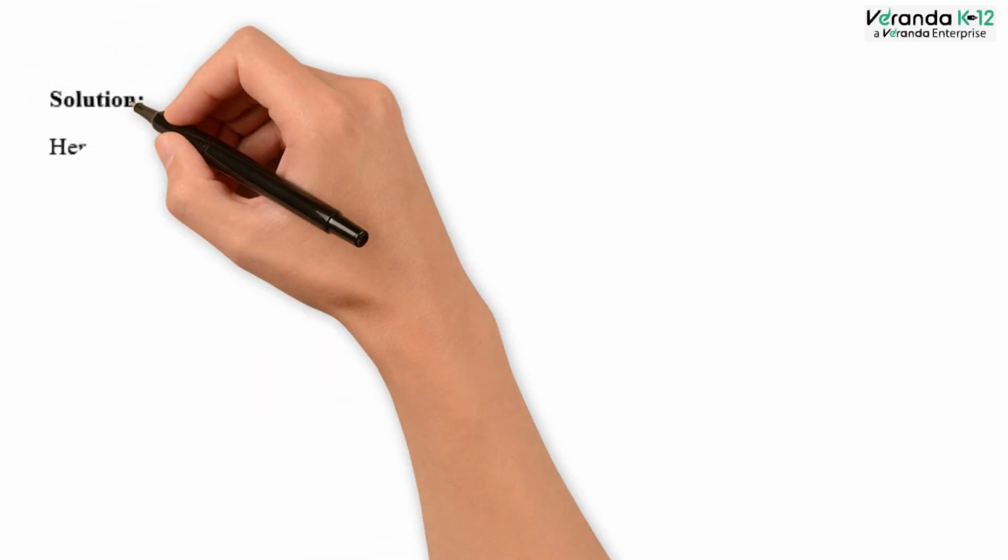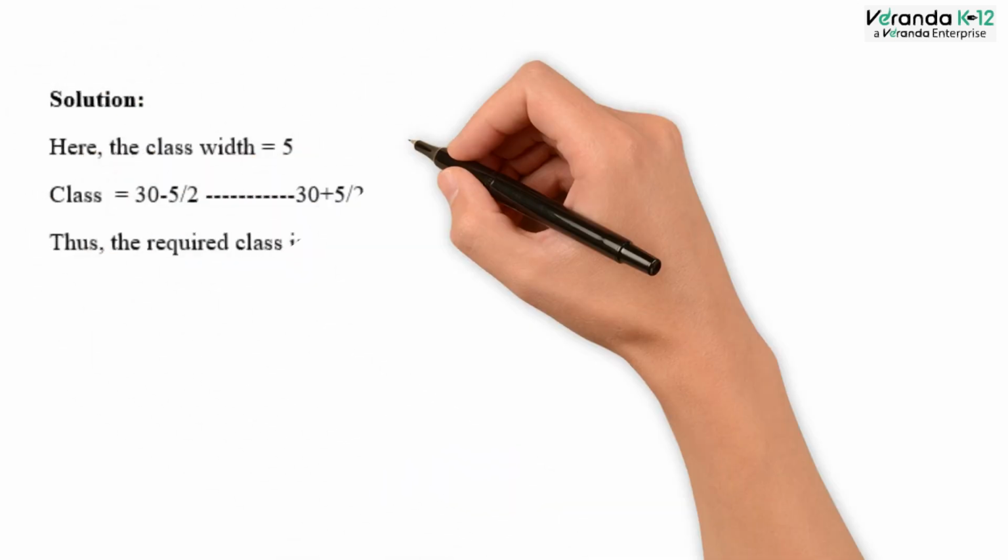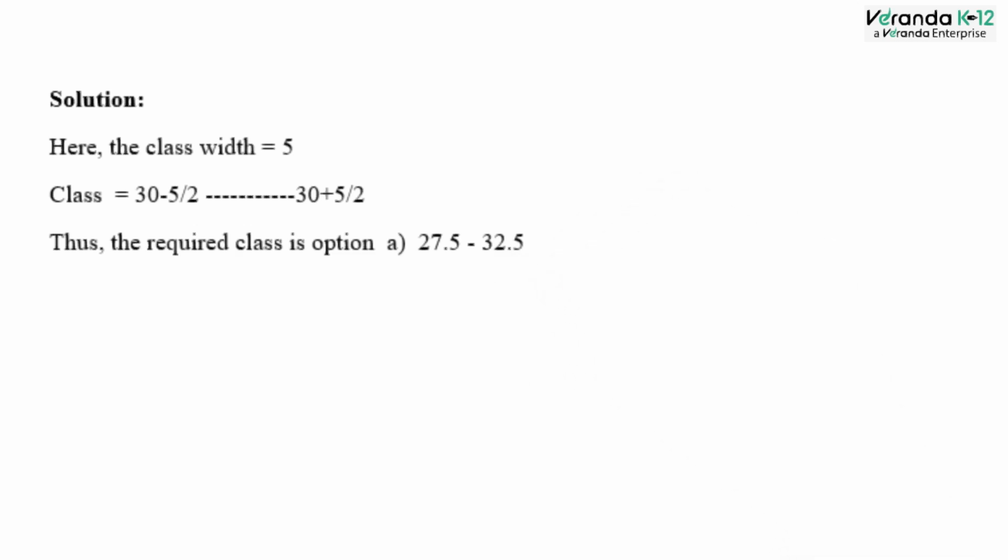For the solution, the class width here is 5. 5 divided by 2 is equal to 2.5. Therefore, lower limit is equal to 30 minus 2.5 and upper limit is equal to 30 plus 2.5. Therefore, the required option is option A 27.5 to 32.5.